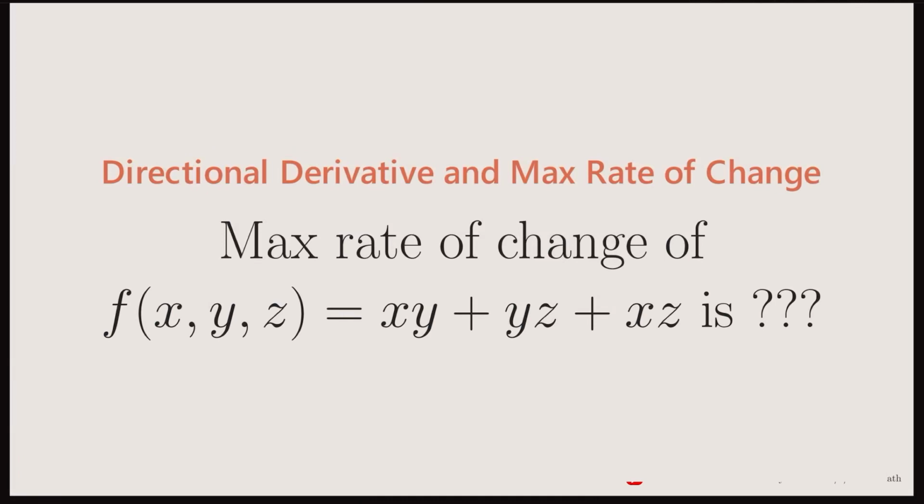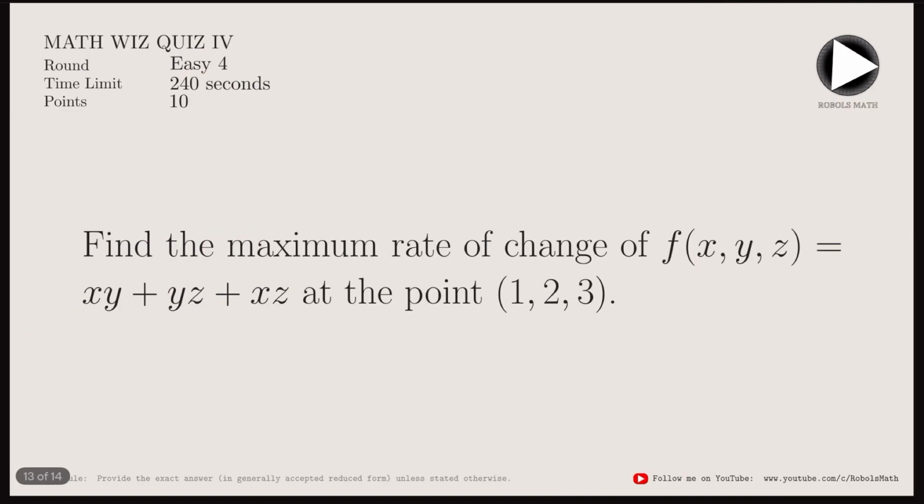Hello, welcome back. So I'm back with another video solution for one of the problems in the Math Wiz Quiz 4, which is a Collegiate Math Quiz Bee simulation, which I hosted a couple of weeks back. For this problem, we are asked to find the maximum rate of change of the function f of x, y, z at the point (1, 2, 3).